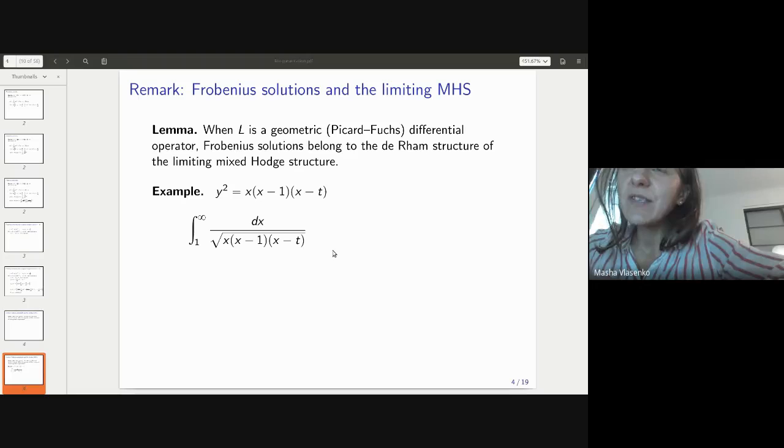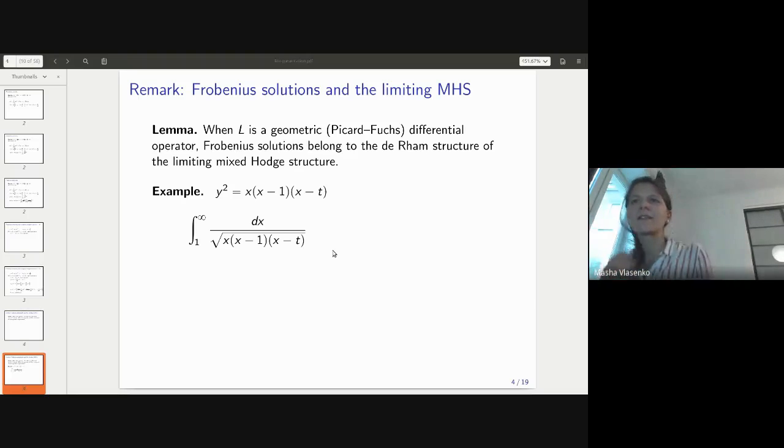So let me show this example. It will be clear in the example, okay? So you see here a so-called elliptic integral, which depends on t. And this is a period function which corresponds to this family of elliptic curves here, the Legendre family of elliptic curves. So this function solves a differential equation of order 2. And to see this, you can do the exercise of expanding the integrand in t and integrating.